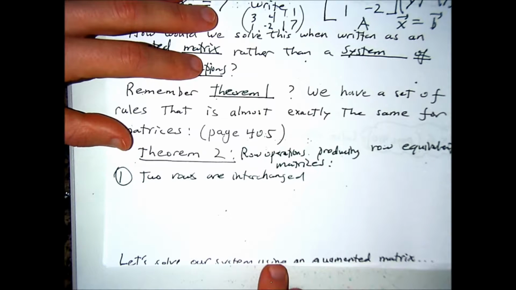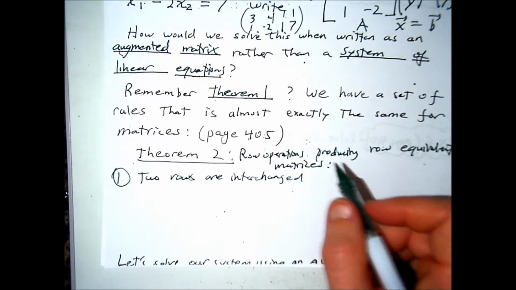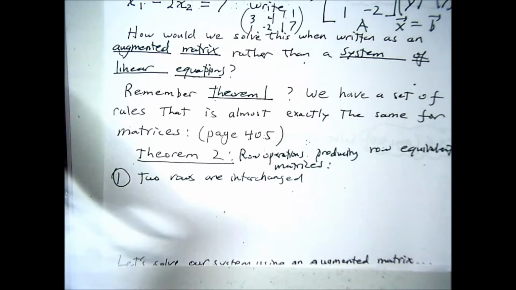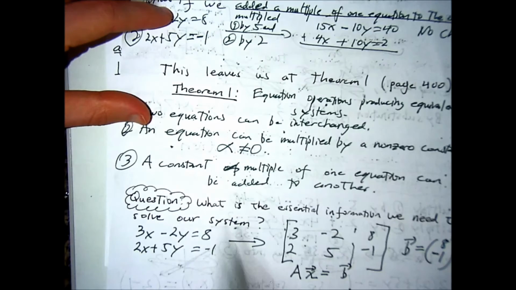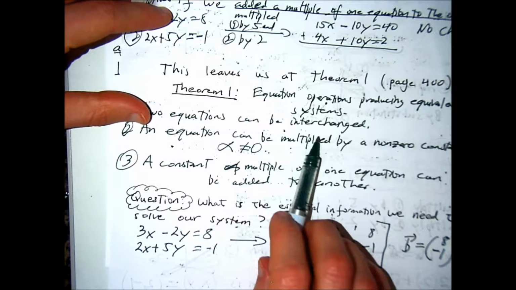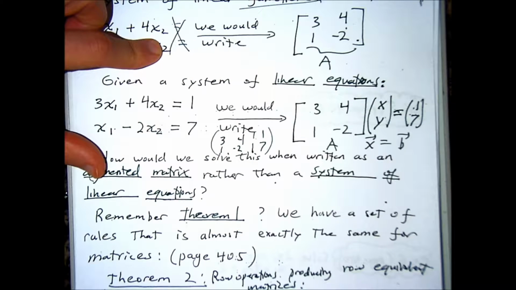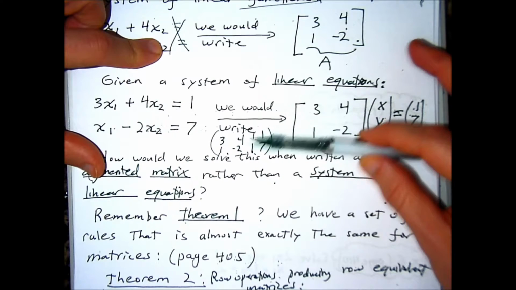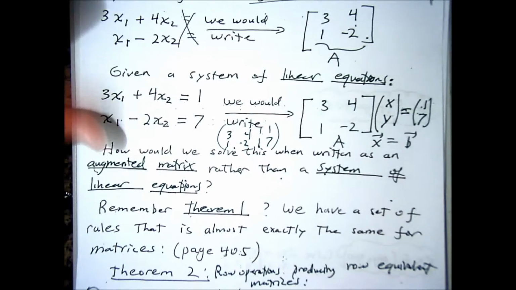2 rows are interchanged. Well, that's just like where I said over here that we're allowed to interchange 2 equations. So I could take this augmented matrix here, take this row and switch it with this row, and it's a row equivalent matrix. It's not the same matrix, but it's a row equivalent matrix.